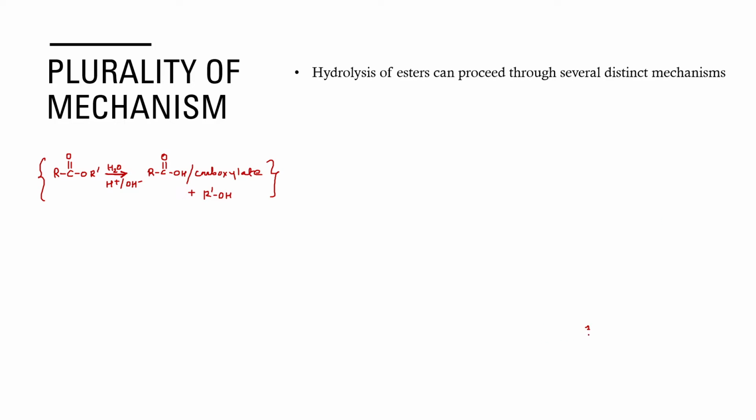Why do we have these distinct mechanisms? इसके तीन reasons हैं. सबसे पहला reason ये है कि there are two ways in which bond can break. Okay. So there are three reasons. First reason is there are two ways in which bond can break. अगर आपने एक एस्टर लिया, so RC double bond O R'.